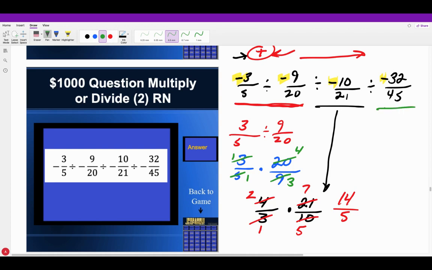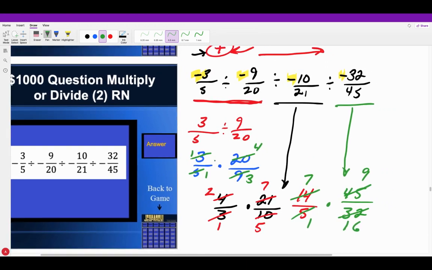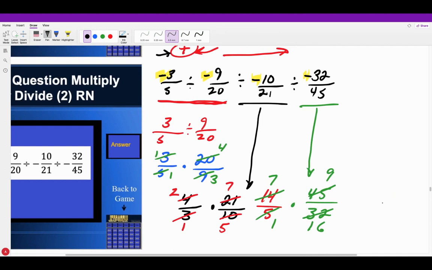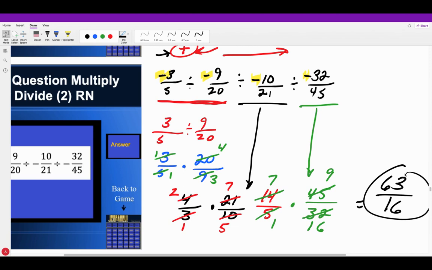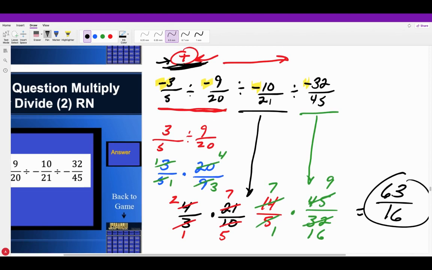Once again, I'm going to bring down my last fraction, but I'm going to flip it because we're going to multiply. So 45 over 32. And 5 goes into 5 once, and it goes into 45 9 times. 2 goes into 14 7 times, and 2 goes into 32 16 times. There's no other number that we can go ahead and reduce this by. So we will just multiply. 9 times 7 is 63, and 1 times 16 is 16, and that will be your final answer. And I know it's positive because we established in the beginning that our answer is going to be positive.